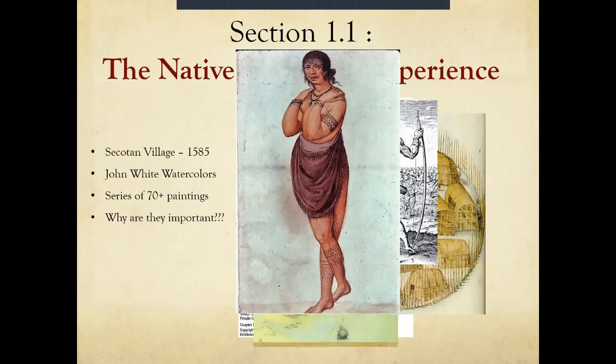So why might John White have shown them in this way? Could he be trying to promote this idea of peaceful natives, that it's safe to come to North America, to the colonies? It's highly possible that that's what was going on here.